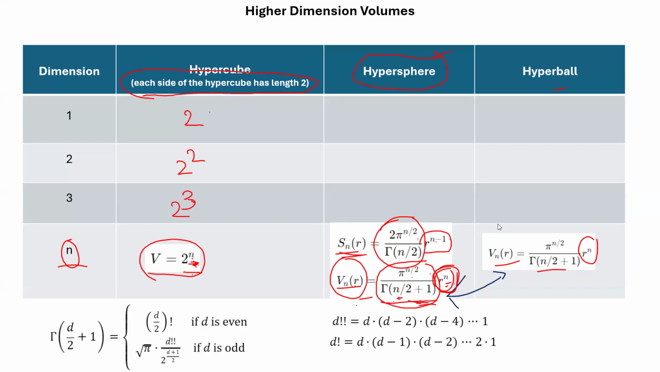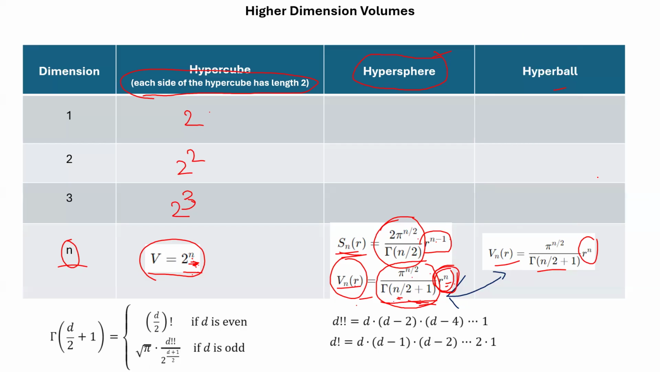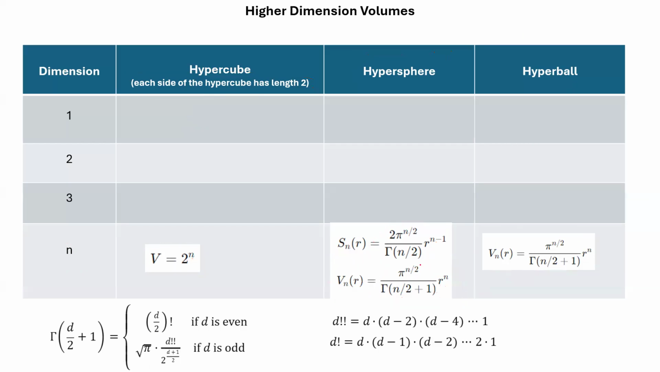Now it is given like this. Gamma of n by 2 is nothing but, so now you know the value of n by 2, right? It is easy. If n is equal to 2, 2 by 2 becomes 1, pi to the power 1. But you have to calculate gamma of n by 2 plus 1. So gamma of d by 2 plus 1 is given as: if d is even, it is d by 2 factorial. If d is odd, the formula given is root of pi into d double factorial by 2 to the power of (d plus 1) by 2.